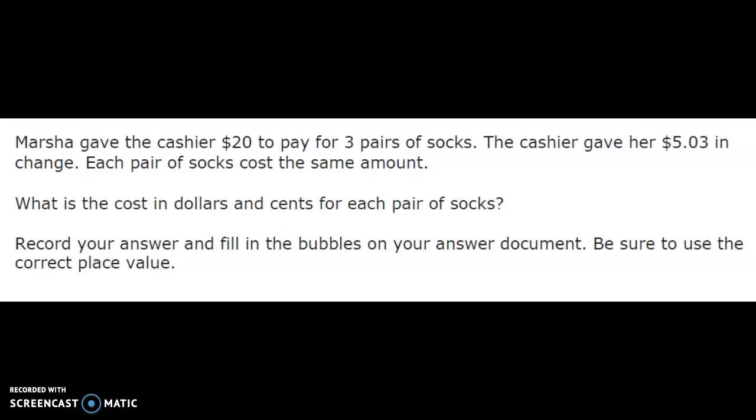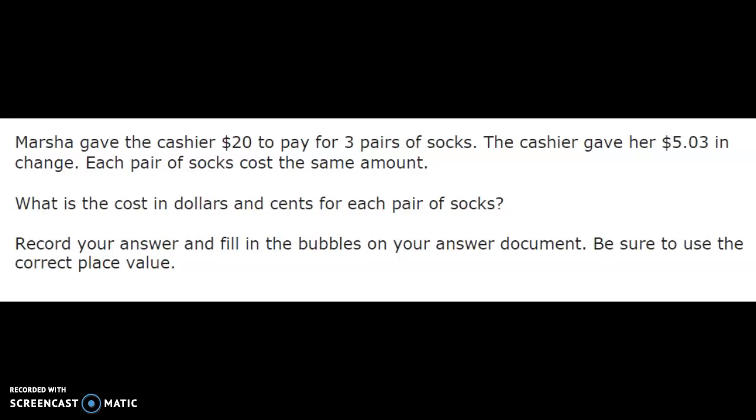Number one, in order to solve this, I'm going to have to subtract the amount of money that she gets in change from the amount that she actually presents to the cashier. Once she actually presents that amount of money to the cashier, that means that she's going to get back, or that she would have paid, I should say, $14.97 for the amount of her purchase.